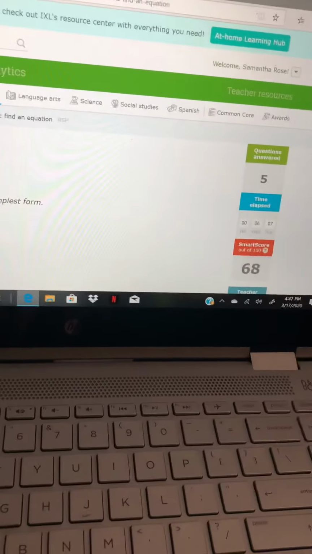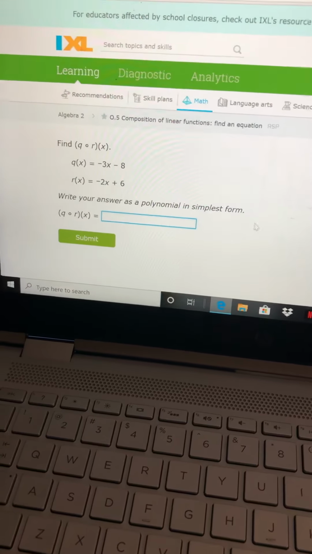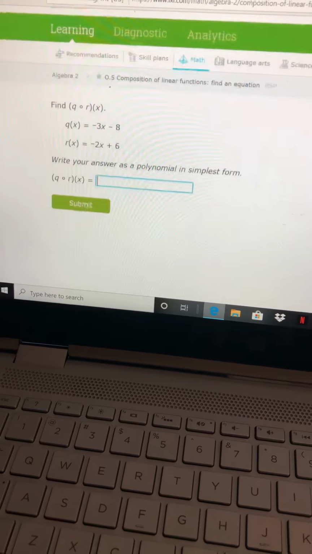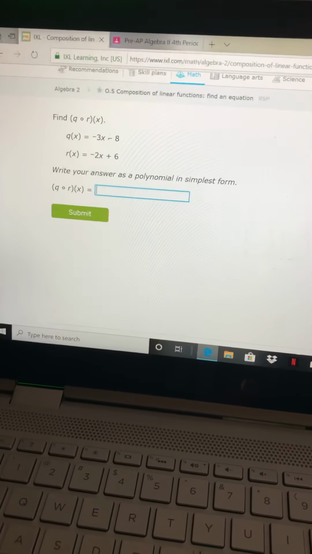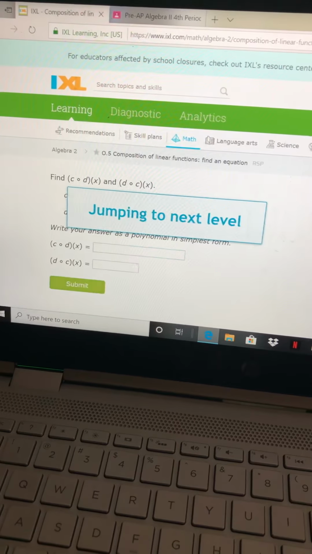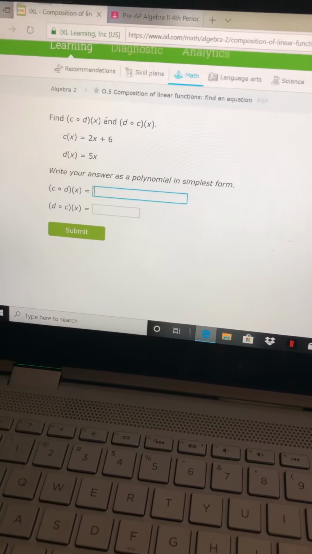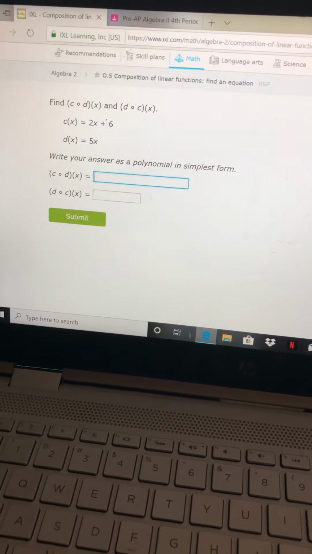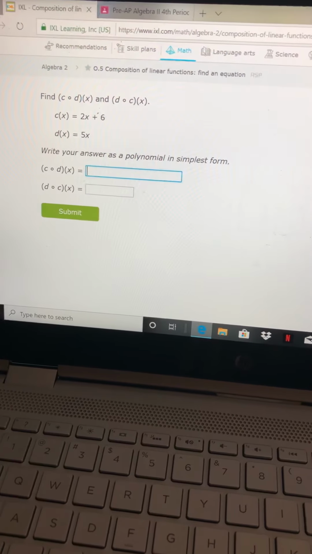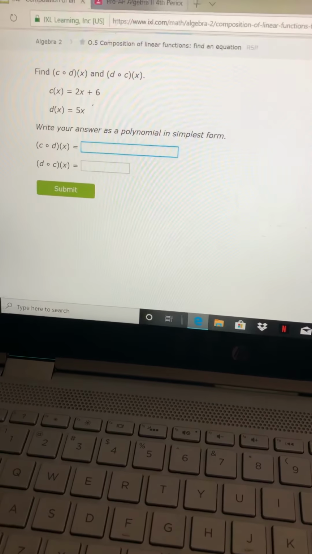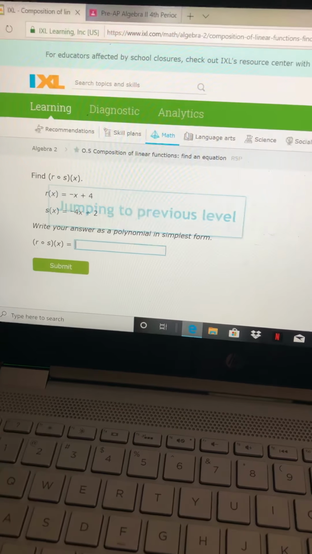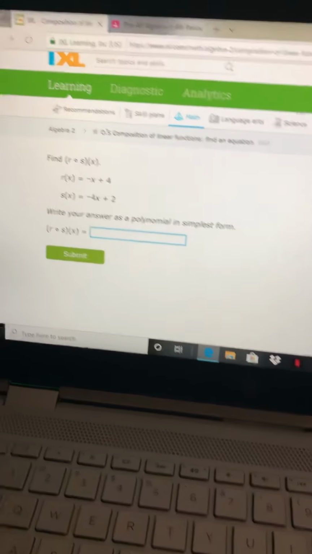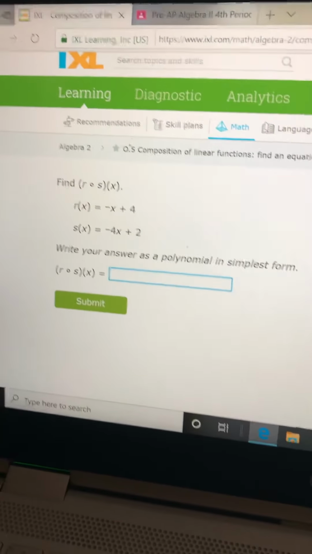All right, and I have almost made it. Let me skip up just a little bit, see if they get a little bit harder. Jumping up to the next level. No, you don't even have to do this one. It's asking you to do 2 different problems, because this is when it jumps all the way up to the blue ribbon. Let me go back and just do one more real quick.